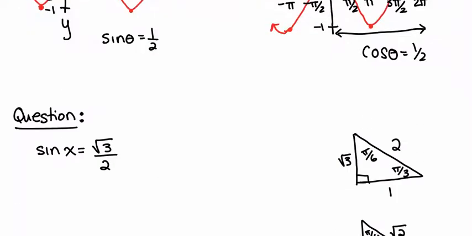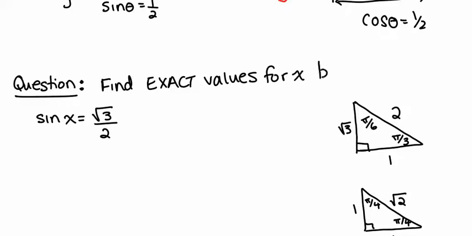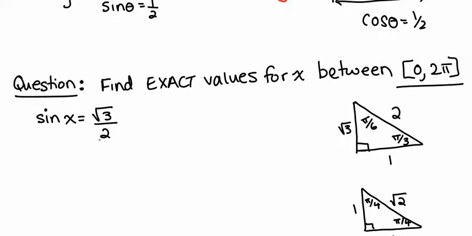So let's look at a question. So let's say we wanted to find the exact values for x between 0 and 2 pi. Maybe we just want to look at that interval between 0 and 2 pi. So our question is sine x equals root 3 over 2.